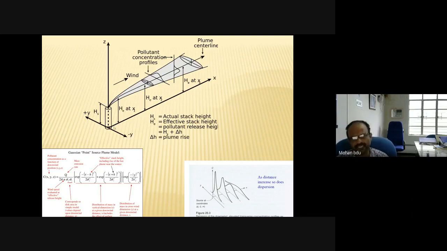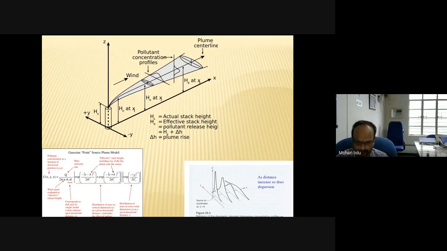Sometimes effective stack height is considered as constant. The stack height h is known, and h into 1.73 is considered as the effective stack height, that is He. That is, as you said, delta h plus h. The delta h is the plume rise. The plume rise sometimes is considered as h plus 1.73h.